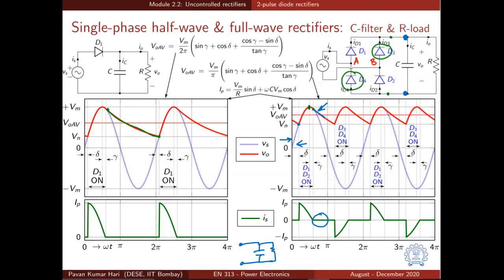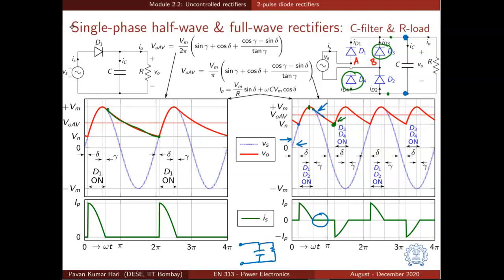So when VBA is more than the capacitor voltage, or again if you assume that D3 and D4 are off in the negative half cycle, that will be true as long as VBA is less than the capacitor voltage Vo. But as soon as VBA becomes equal to Vo, that means minus Vs becomes equal to Vo, D3 and D4 should start conducting. So that instant is here. This is pi plus delta now.